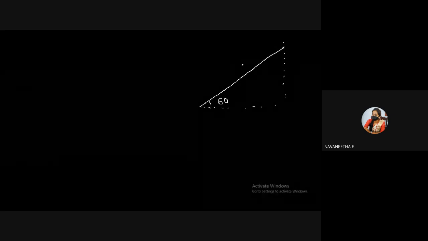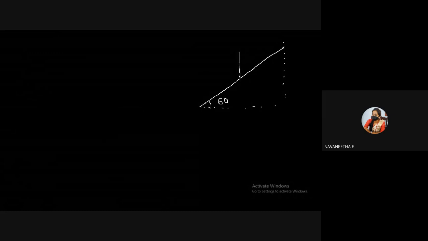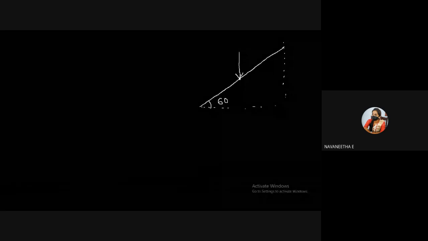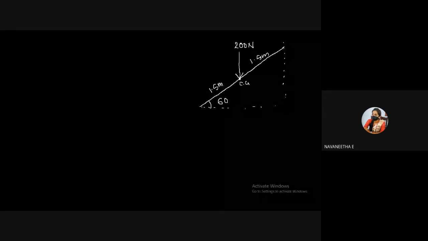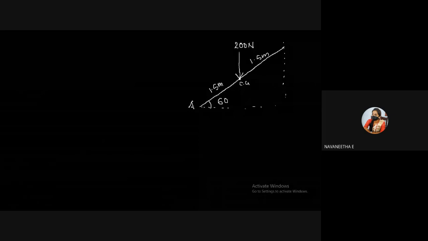The weight of the ladder is always acting at the centroidal point, or center of gravity. The weight of the body is 200 Newton, as given in our question, and the length of the entire ladder is 3 meters. So the total weight of the ladder will act at the center of gravity, 1.5 meter each on both sides. Here this is the point A and this is the point B.